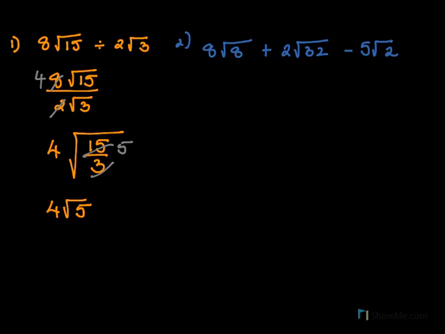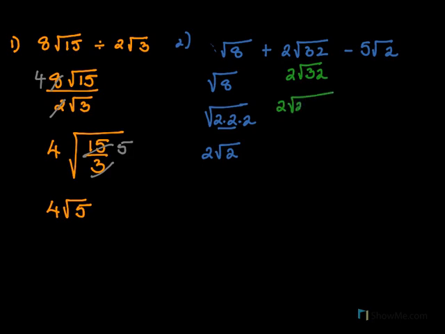Now for the next sum, let's take up 8 under root 8. Under root 8 is 2, 2, 2. Make groups of 2. 2 under root 2. Then if you take 2 under root 32, it will be 2, 2, 2, 2, 2, 5 times. You make groups of 2. So 2 into 2 into 2 root 2. And that would work out 8 under root 2. And then we have 5 under root 2 is already in simplified form. We cannot simplify it any further.